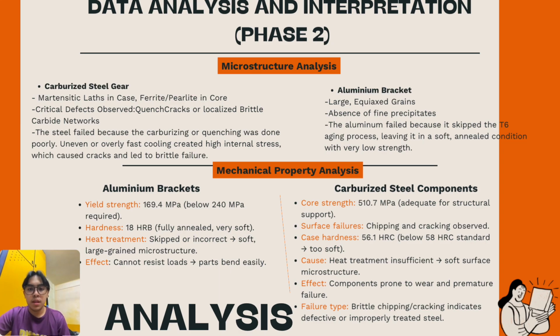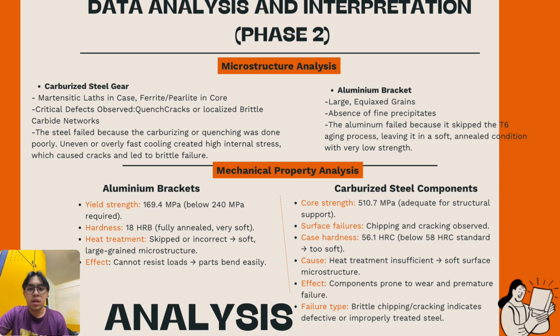Right now, I will present data analysis and interpretation, phase 2, focusing on both microstructure analysis and mechanical property analysis for the carburized steel component and aluminium bracket. First, microstructure analysis. Let's look at the carburized steel here.